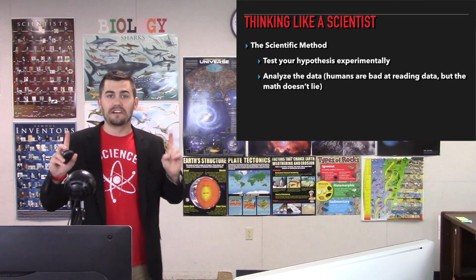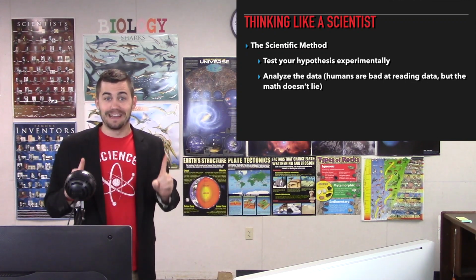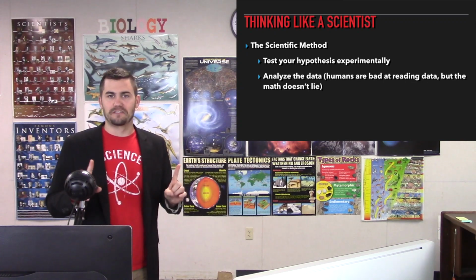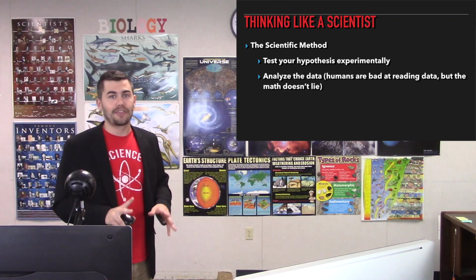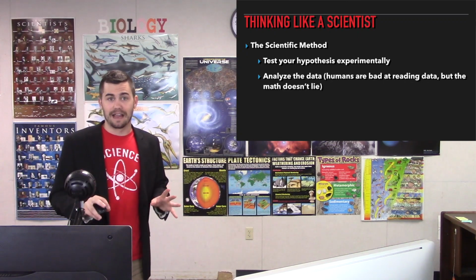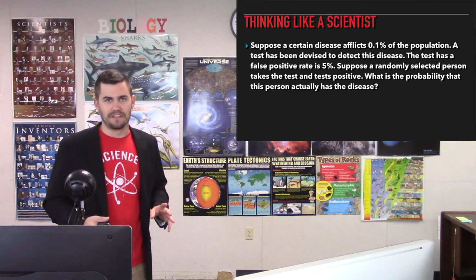Then once you have carried out your experiment, you need to analyze the data. Now, humans are actually very bad at reading data, and humans are just really bad at interpreting nature, sort of in general. But the math just simply can't lie. So here's an example of this.